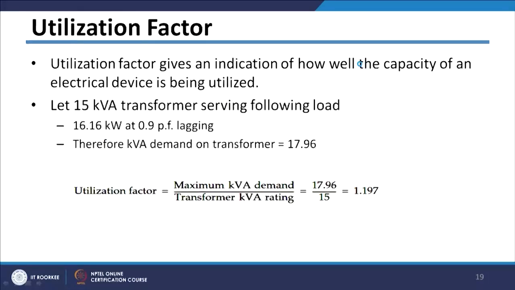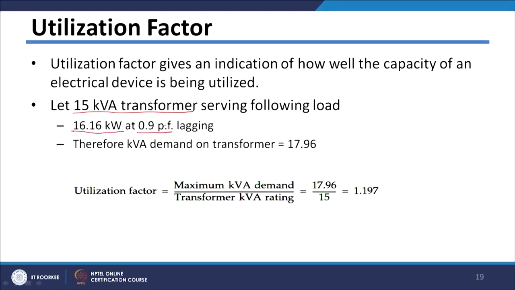Then one more factor, which is called the utilization factor, gives an indication of how well the capacity of an electrical device is being utilized. It basically tells you how much utilization of your electrical equipment is happening. One example I have given here: let there be a transformer which is 15 kVA and it is serving a load of, say, 16.16 kilowatt at 0.9 power factor lagging.